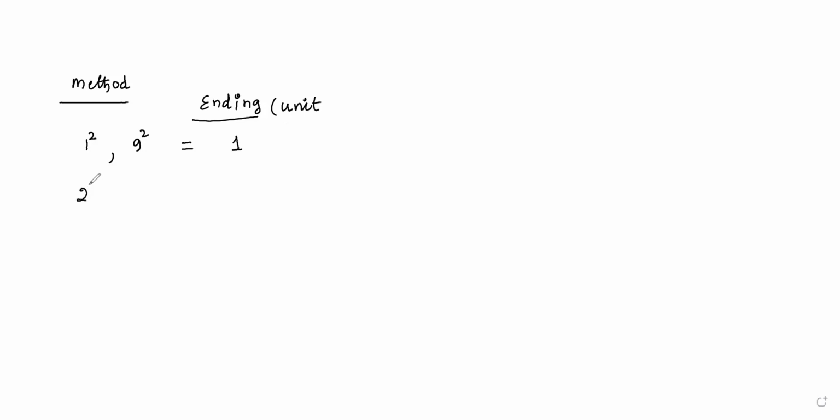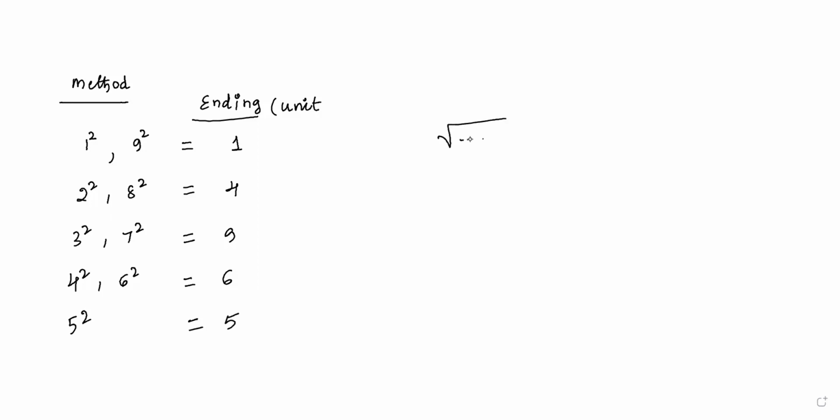Okay, suppose you take 2 square and 8 square, the ending number will be 4. And if you take 3 square and 7 square, then the ending number will be 9. 4 square and 6 square, the ending number will be 6. And 5 square, the ending number will be 5. Suppose look here, square root of something and the last number will be 6. Okay, the last number will be 6.